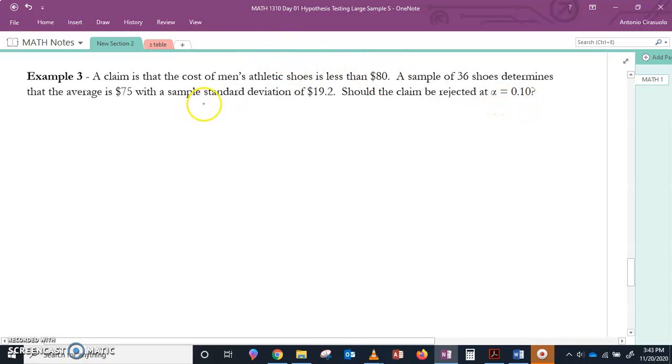So once again, we're going to start off by realizing this is the area of the tail or tails, depending on which type of scenario we have, if it's one or two tails. It says here the claim is that the cost of men's athletic shoes is less than. That's important, because this is telling us that there's going to be direction. So step one is to state the hypotheses.